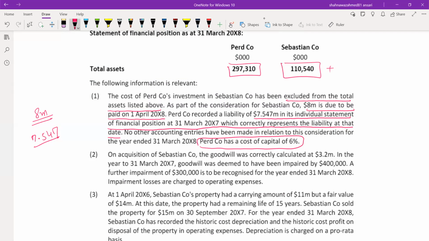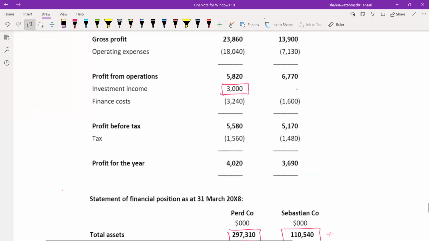We have to find out the unwinding of discount at a rate of 6%. So first one is unwinding of discount. The discount factor is 6%. So we need to calculate the unwinding of discount. So it's 7.547 into 6%, and that is 453. We have to add this 453 into finance cost.